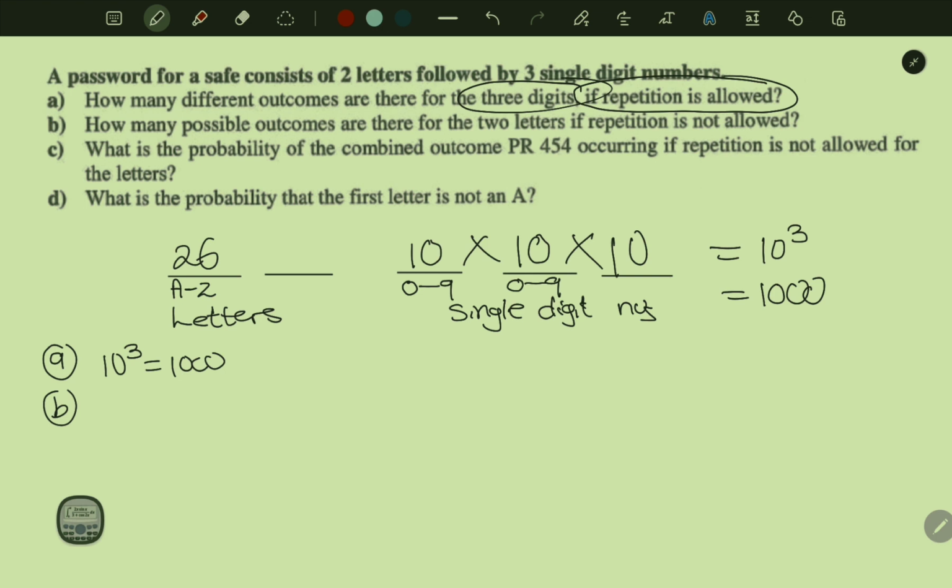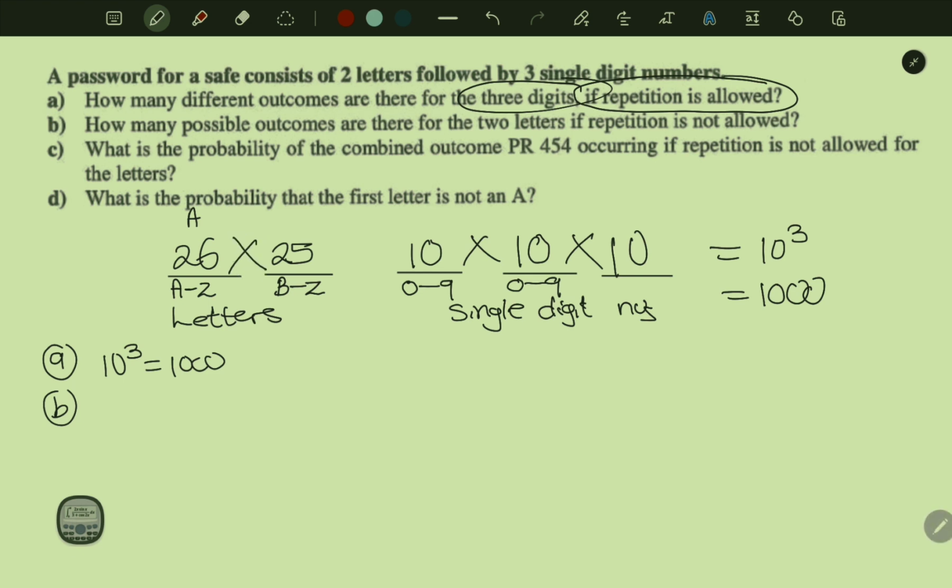For the second space, if maybe the letter A was chosen in the first space, that means for the second space I have the options from B to Z. That leaves me with 25 possible options. Another example would have been if I chose B on the first space. That means I will still have 25 options because I wouldn't have chosen B again.